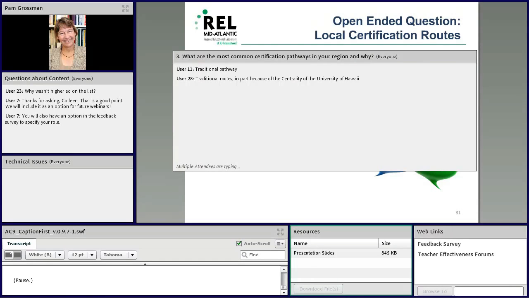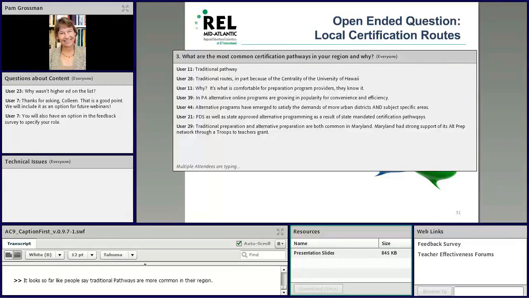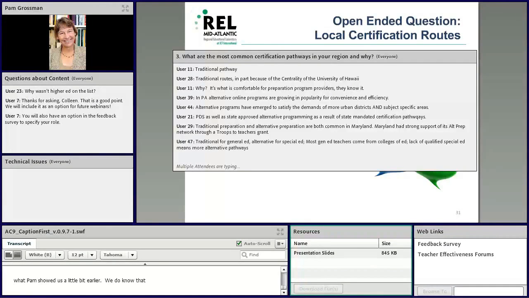So it looks like so far that people are saying traditional pathways are more common in their region. Now I'm seeing quite a lot of responses. Yeah. In Pennsylvania, some alternative programs are growing. I think that's similar in other states, and based on what Pam showed us a little bit earlier, we do know that some states are showing an increase in alternative routes.